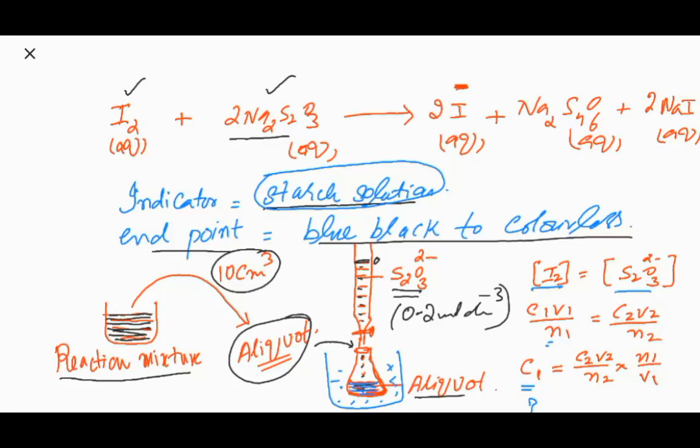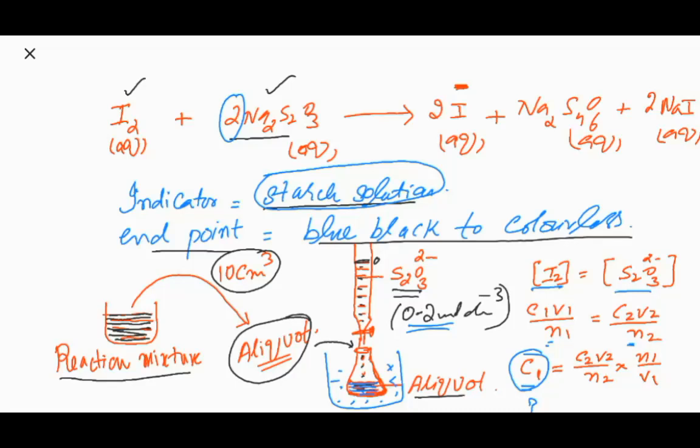C2 means concentration of thiosulfate. It is a standard one here. It is 0.2 mole per decimeter cube. V2 means volume of thiosulfate used. That is actually mean titer. N2 here is the number of moles of sodium thiosulfate, which is 2 in this case. So putting all the values, rearranging this formula, you will get C1, which is the concentration of iodine.